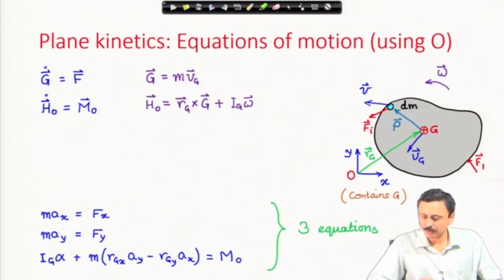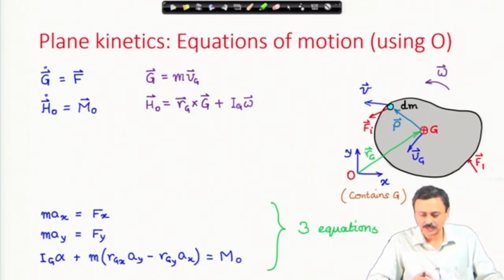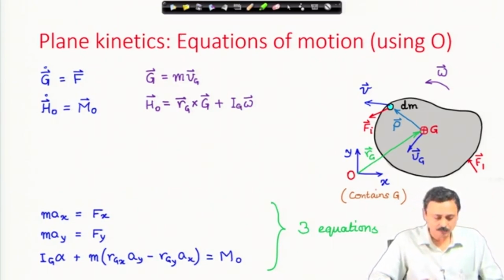Once again, remember that we are discussing prismatic bodies. There is of course a little more generalization possible, but right now we are restricting ourselves to prismatic bodies. Only then we can express the rotational dynamics equation as a single scalar equation.